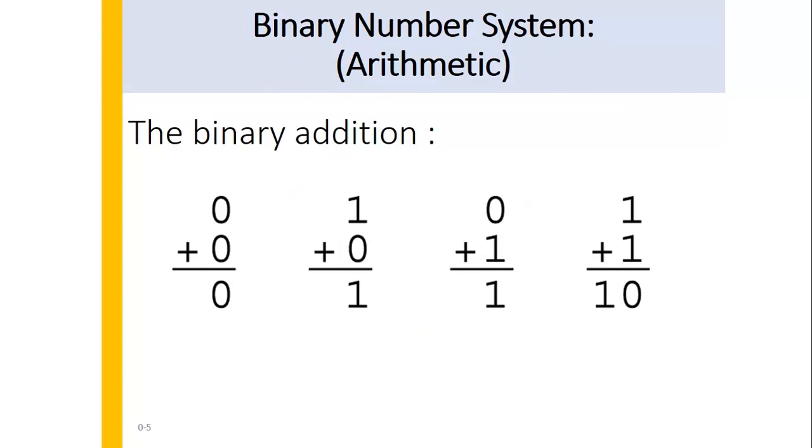Now coming back to the arithmetic of binary number system. So first we talk about addition. The binary addition goes like this: 0 plus 0 is 0, 1 plus 0 is 1, 0 plus 1 is 1, and 1 plus 1 is 0 with carry 1.